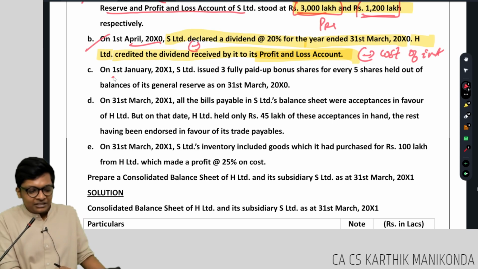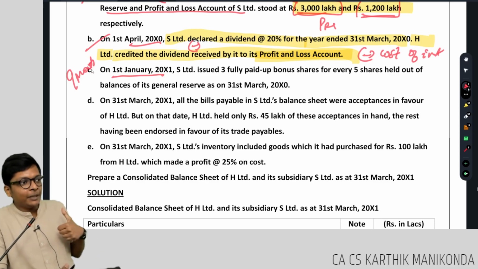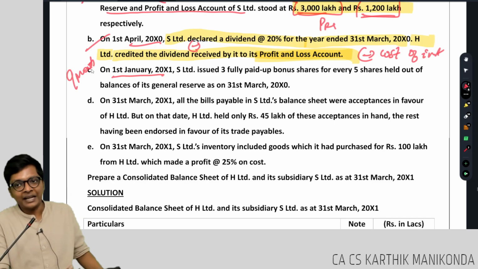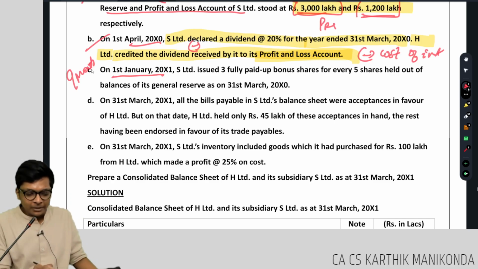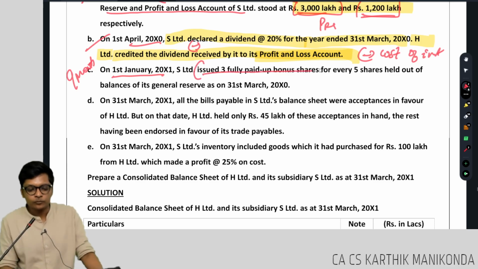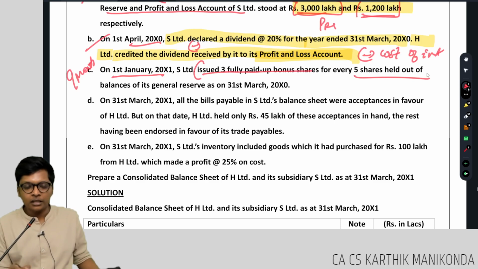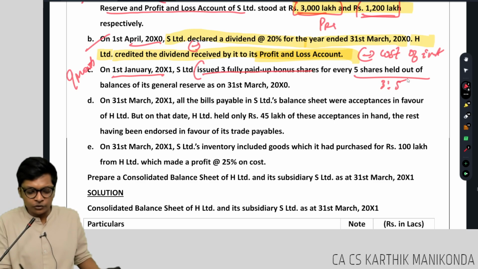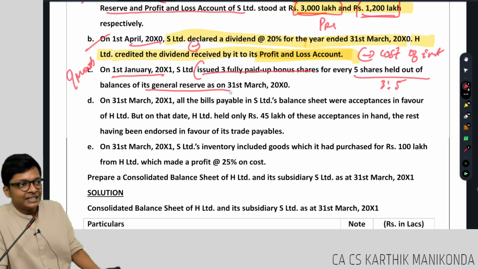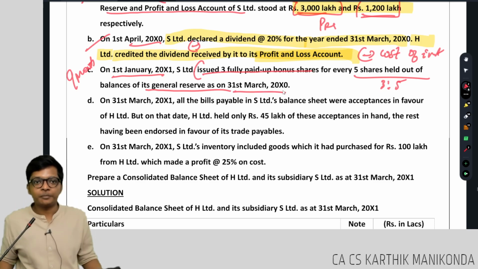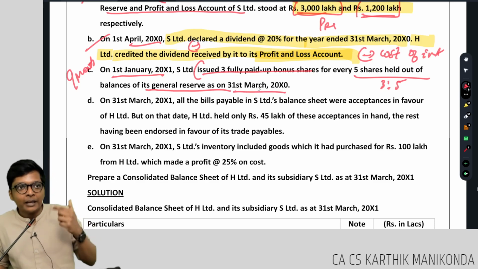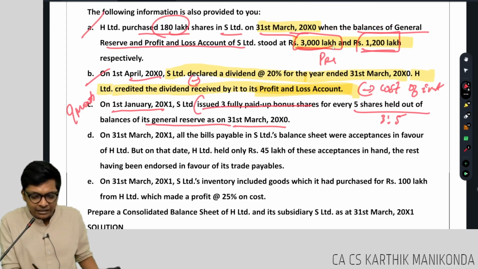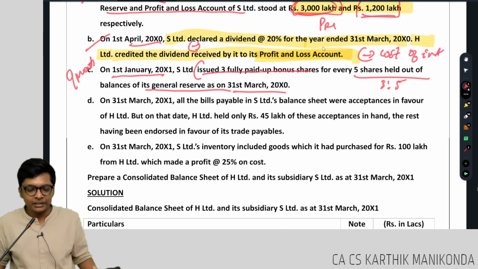Fine. Then on 1st Jan 2021, almost after 9 months, from 1st April when the year started till December, 9 months, in the middle of the year, they issued 3 fully paid up bonus shares for every 5 shares. We did one sum with bonus, before bonus, after bonus. This is after bonus, 3 for 5, in the ratio 3:5, out of the balance of general reserve on 31st March. That means the bonus is given using pre-acquisition profit, using this general reserve of 3000.